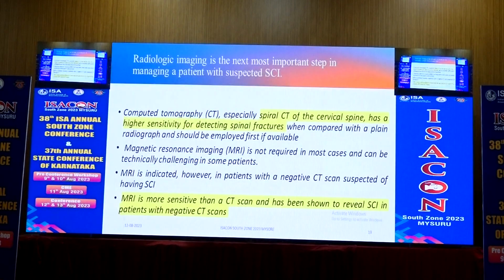So next thing what you will be doing is you have to identify where your injury is. So your CT of the cervical spine or your spine has to be done for detecting the spinal fractures. And in patients where your CT is negative, but still your patient presents with all your clinical features like hypotension, bradycardia, you need to go for an MRI. MRI is more sensitive than your CT finding.